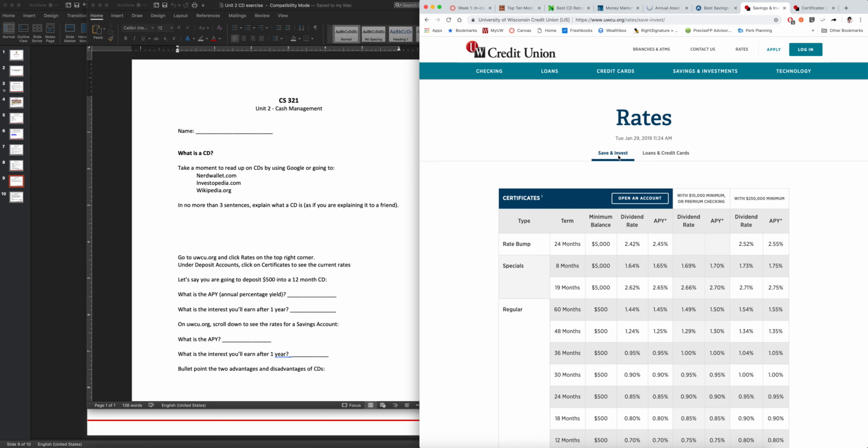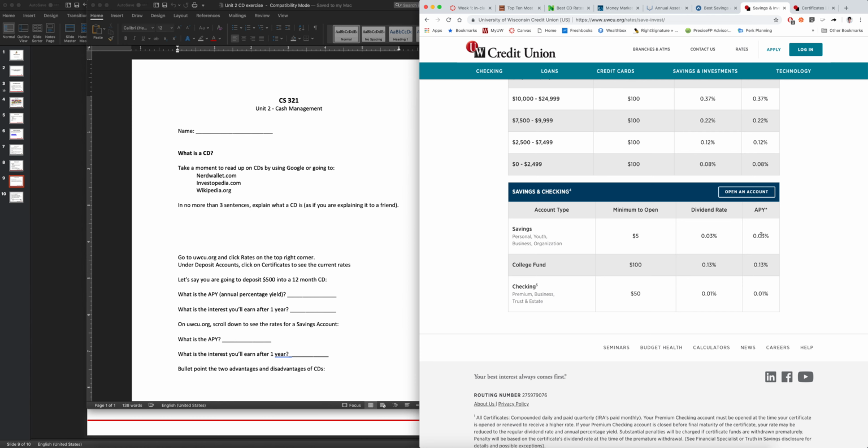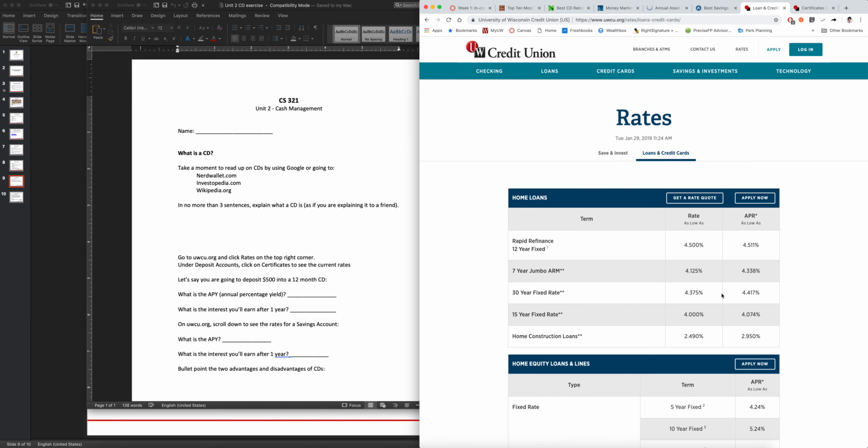And then save and invest. You can also look at loans and credit cards. If you want to see how much they're making, check out the difference between what they're paying on a savings account, which is where most people park their cash, say 0.03%, versus what they're getting in loans.